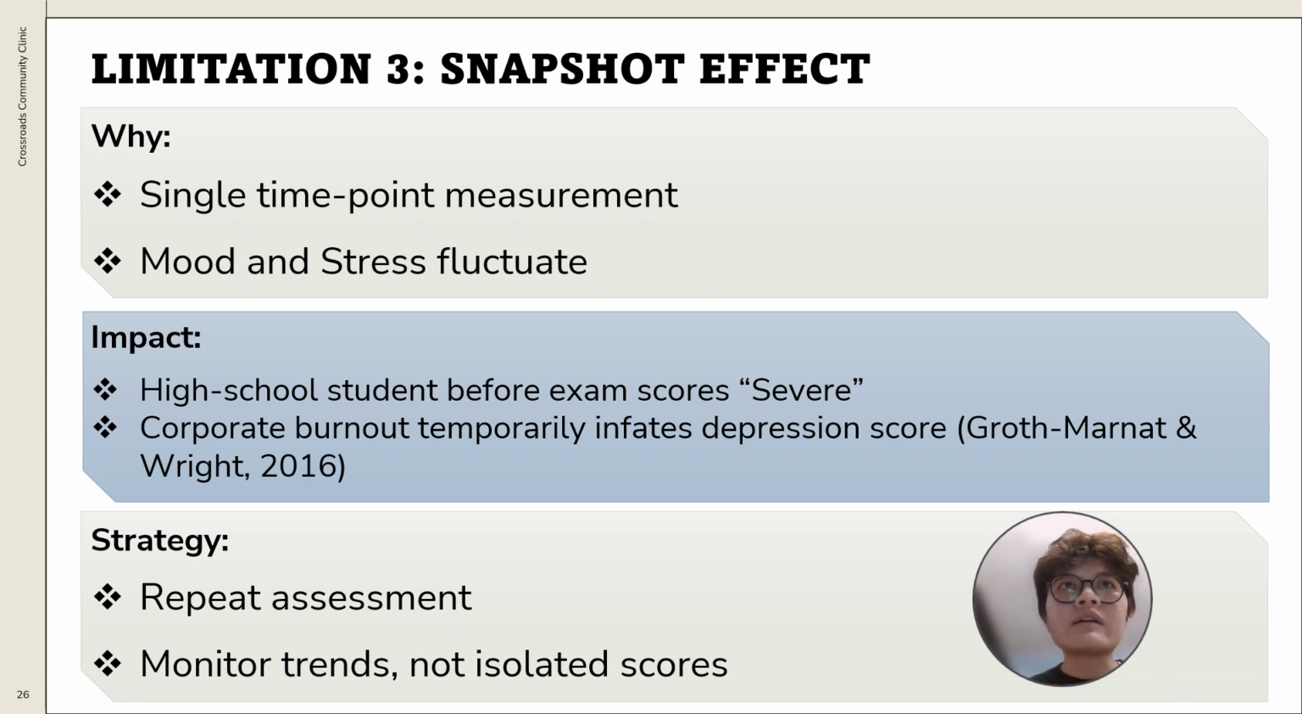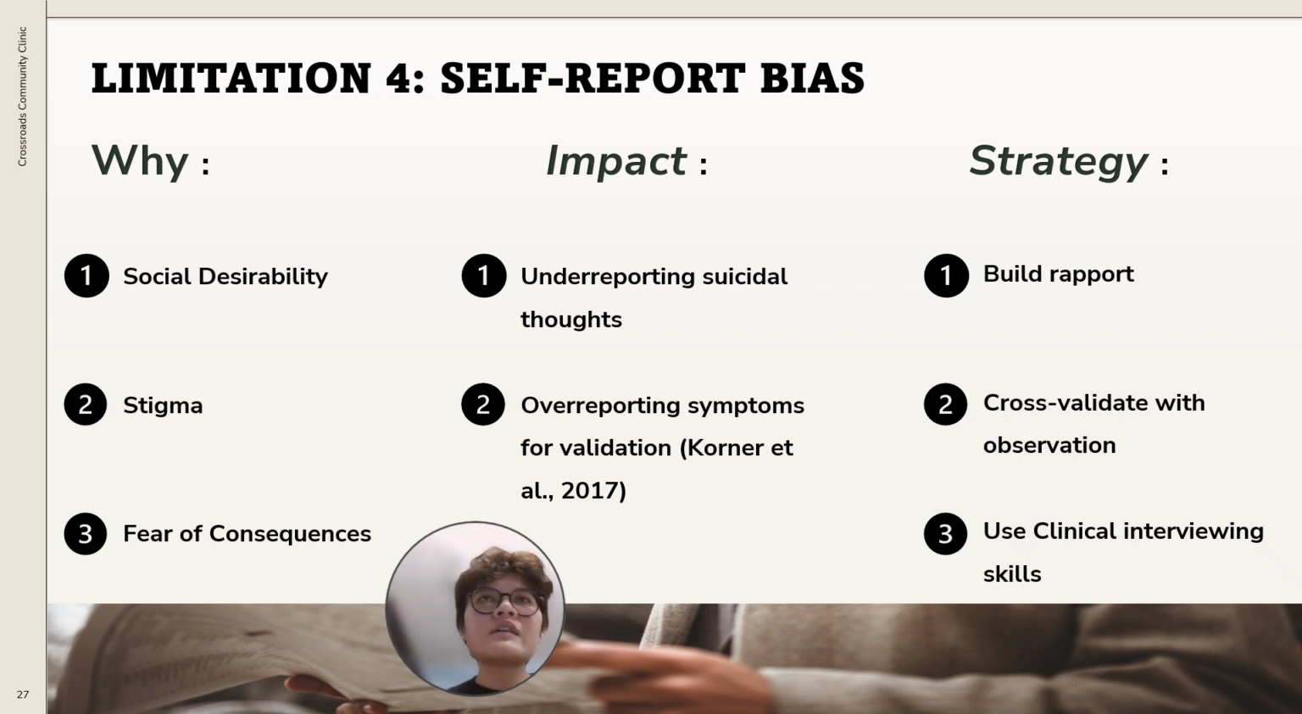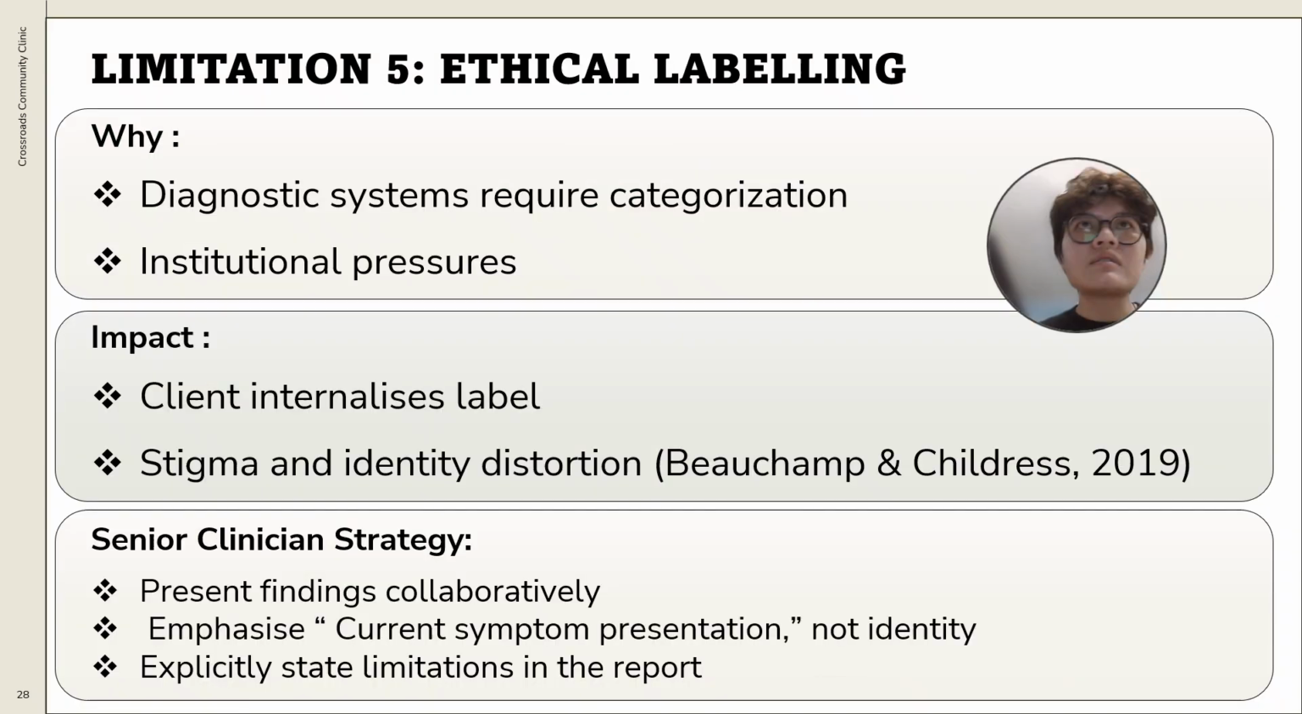Limitation 3: snapshot effect. Assessment captures a single moment in time. Mood fluctuates, stress fluctuates, circumstances change. A student during exam week may score in the severe anxiety range but stabilize afterwards. Monitor trends across time rather than relying on a single administration. Limitation 4: self-report bias. Clients may underreport due to stigma or overreport due to distress validation needs. The impact is the risk of missing suicidality or misjudging severity. The strategy is to build rapport and cross-validate with clinical interviews and behavioral observations.